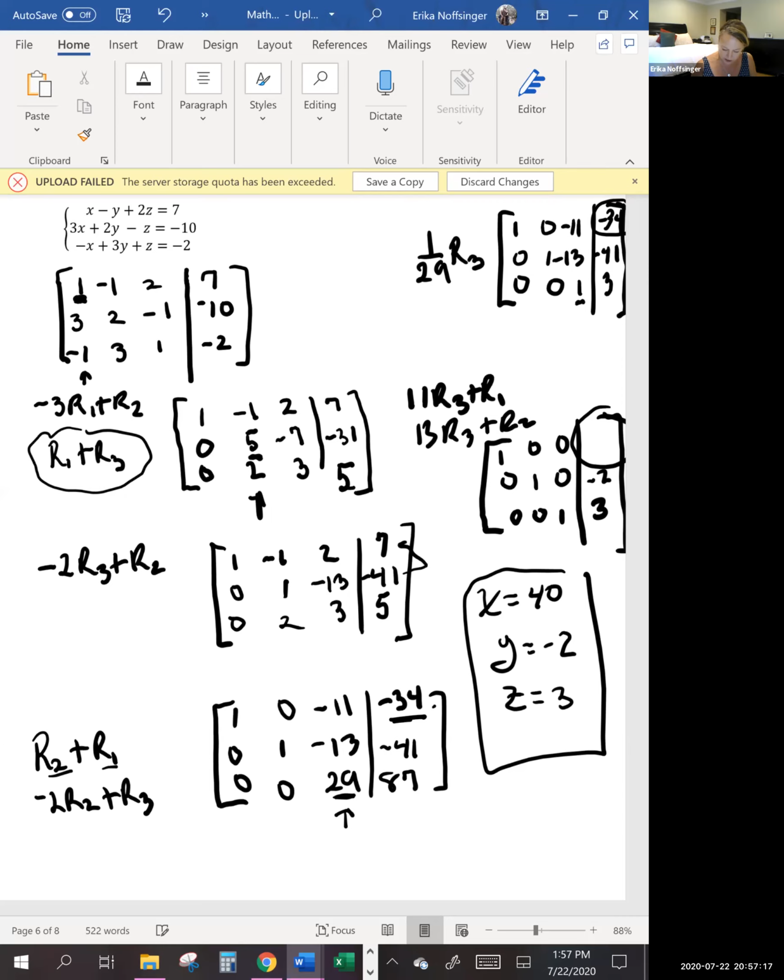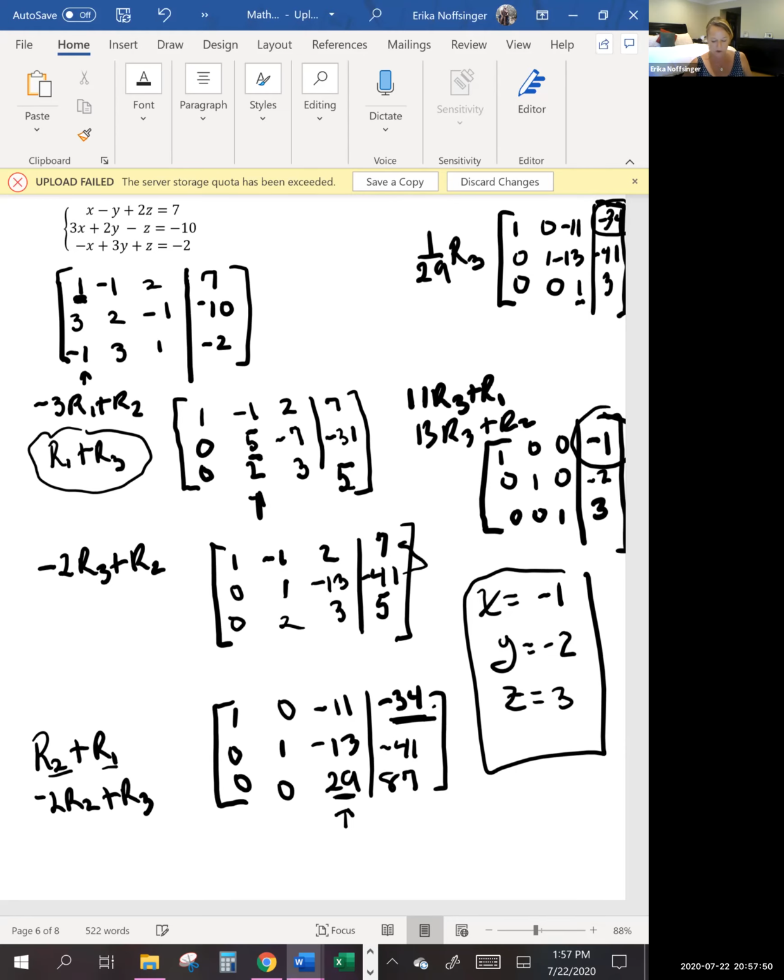Okay, so the error had to do with this and copying it back over here. So -41 plus 7 is -34. So we have a -34 here. And so now when we look at getting rid of the -11 here using row 3, that would have been 11 times 3, which is 33. 33 minus 34 is -1. So that should be a -1.